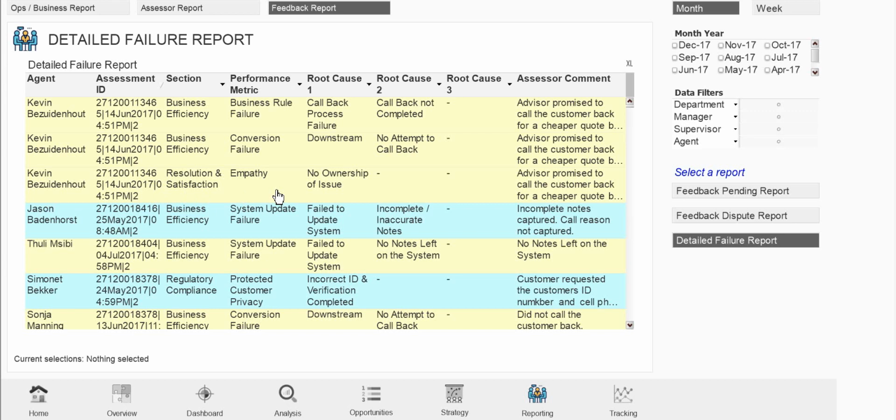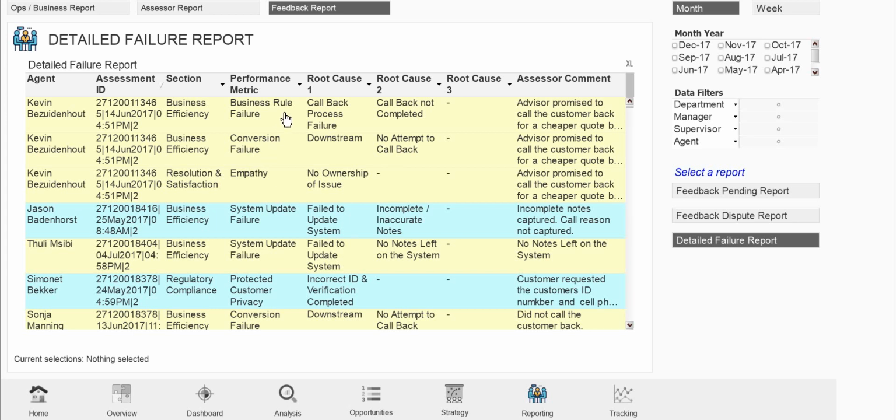Hence, it is important that the approach is rolled out to the various stakeholders involved within the organization to understand the metrics against which they are assessed. This should be a given because key metrics assessed within this particular form are linked to key KPIs within the center. The feedback or detailed failure reports can also be drilled by a particular section or performance metric.